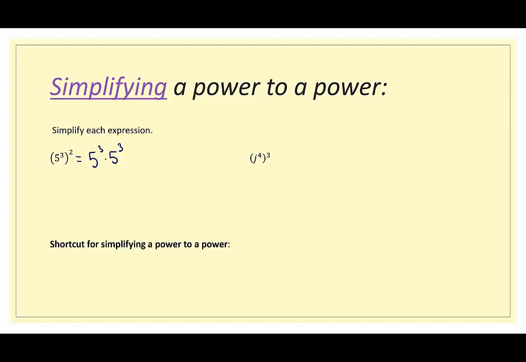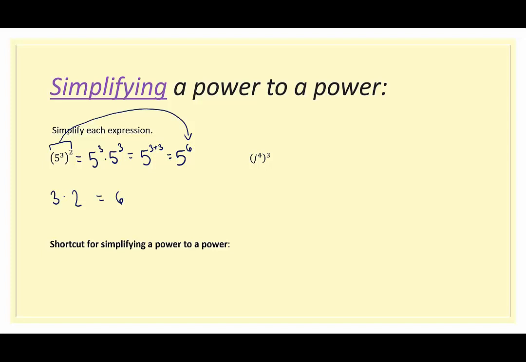Wait a minute, we just did this. This is same base multiplication, right? I have 2 base 5s being multiplied. What do we do with the exponents? We can add the exponents, and we end up with 5 to the power of 6. So what we're looking for is how can we go straight from this expression to this expression. So what's the relationship between the exponent 3, exponent 2, and our final exponent 6? Well, 6 is 3 times 2. So maybe that's a thing. Maybe we can multiply the exponents.